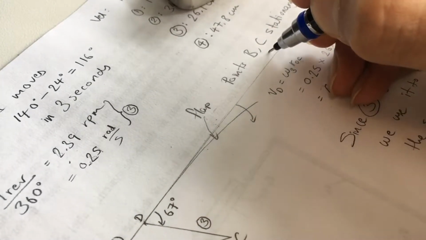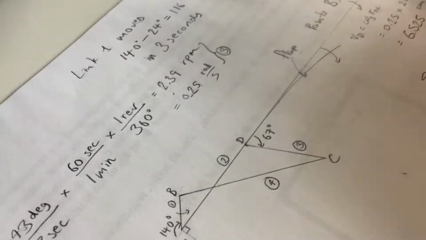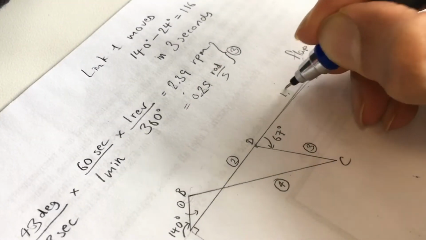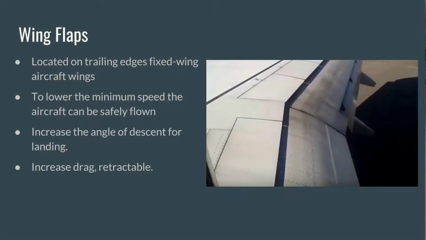The wing flaps are located on the trailing edge of fixed-wing aircraft wings. They lower the minimum speed at which the aircraft can be safely flown. They also increase the angle of descent for landing. They increase the drag and are also retractable.